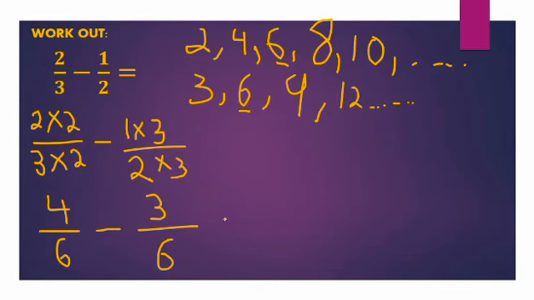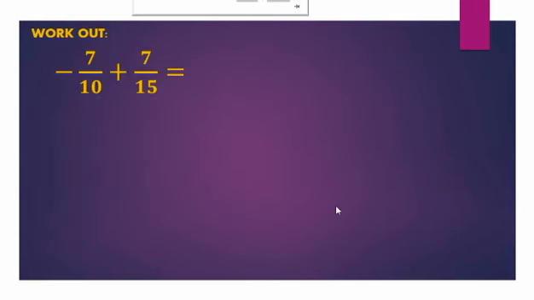Now 4 minus 3 equals 1 over 6. This is the last answer. 1 over 6 is the answer for 2 over 3 minus 1 over 2. Now let's work another example: negative 7 over 10 plus 7 over 15.